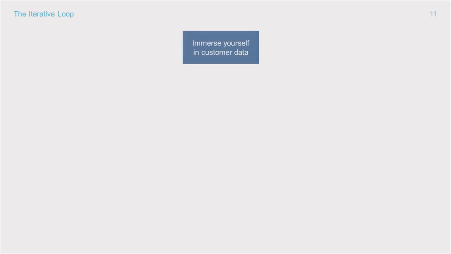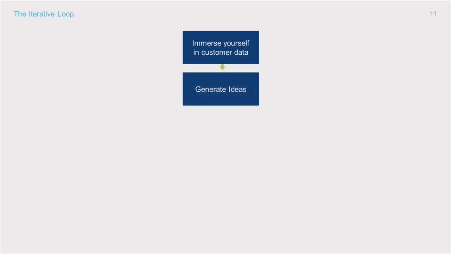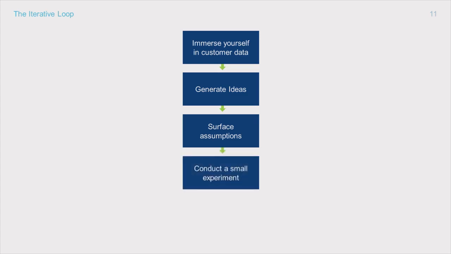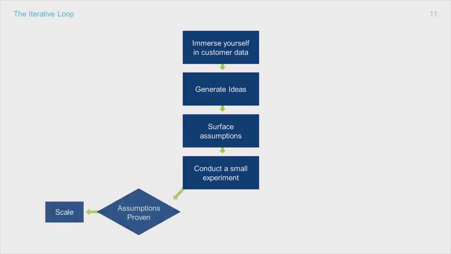This process is pretty straightforward. It starts when we immerse ourselves in the data, which we've already done during the what is stage. Then in what if, we generate ideas. Now we're at the stage in what wows where we're going to surface the assumptions underlying why our ideas are good, and we're going to conduct a small experiment. The results of that experiment will tell us what comes next.